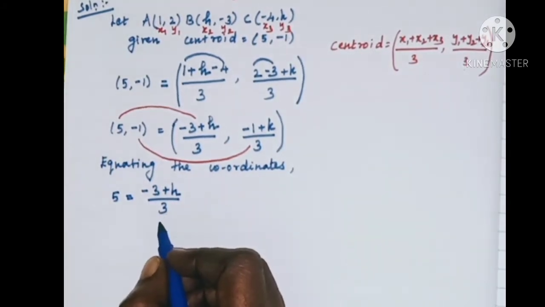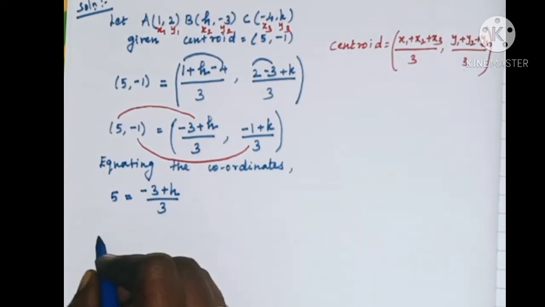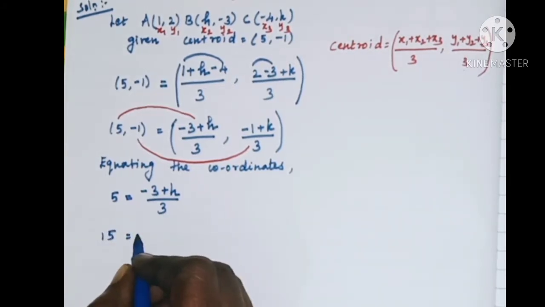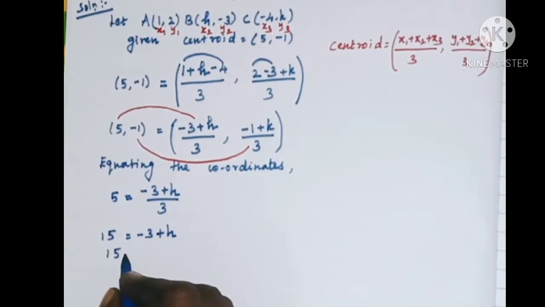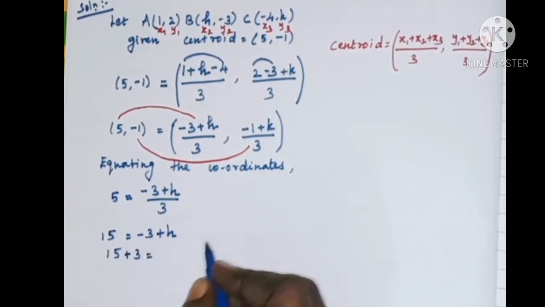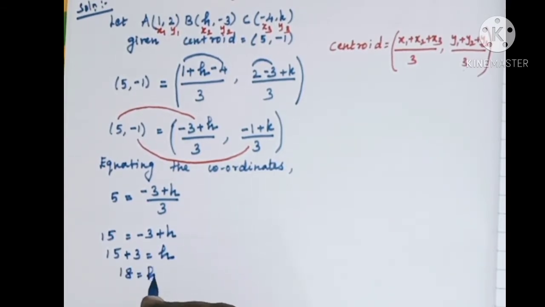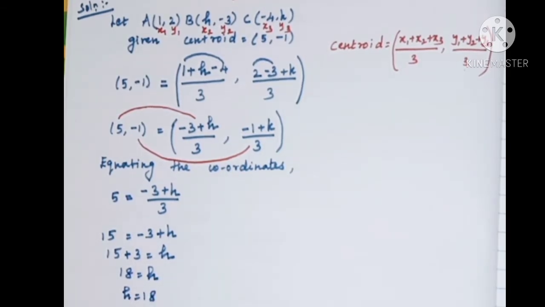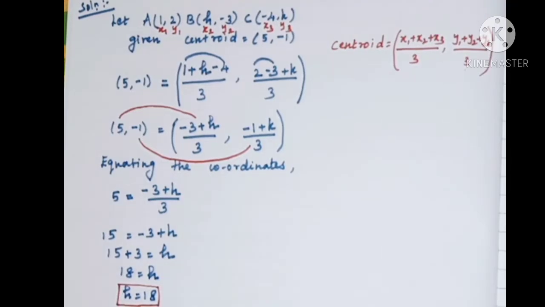Cross multiplying, we get 5 into 3 is 15. So 15 is equal to minus 3 plus h. The minus 3 will become plus 3 when it comes to the left hand side, so 18 is equal to h. Therefore the value of h is 18. We found the value of h; h is nothing but 18.